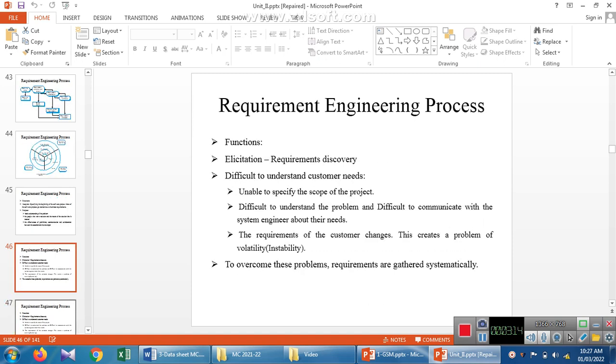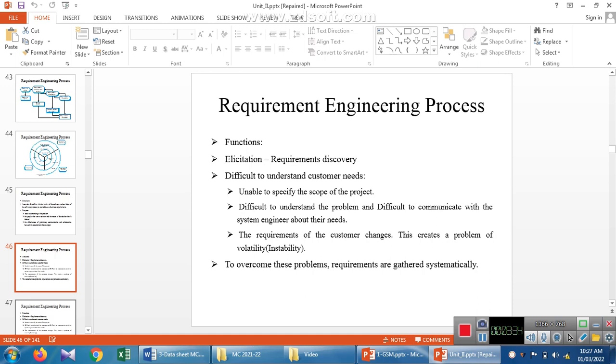The second one is elicitation. What is the meaning of elicitation? It is identifying or discovering the requirement. Why is it a separate function in the software process? Because it is not an easy process, as it has some difficulties.